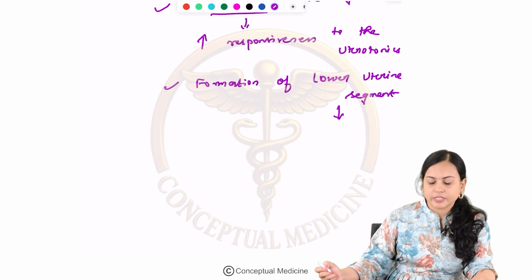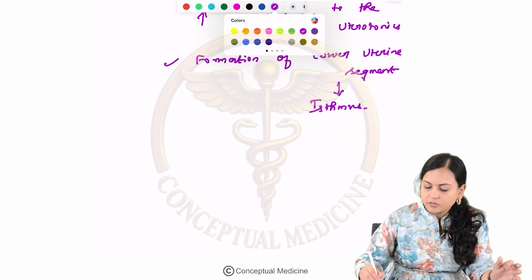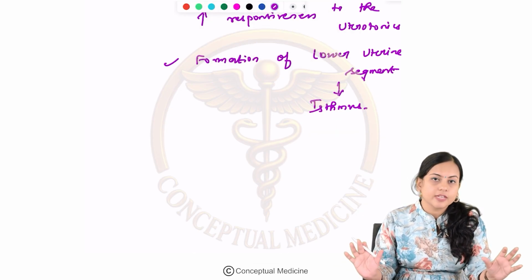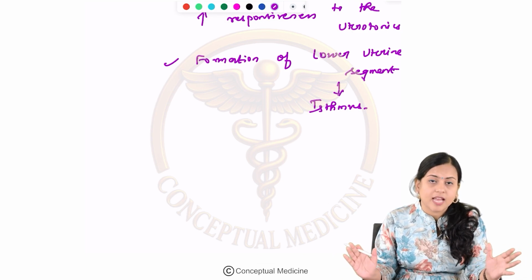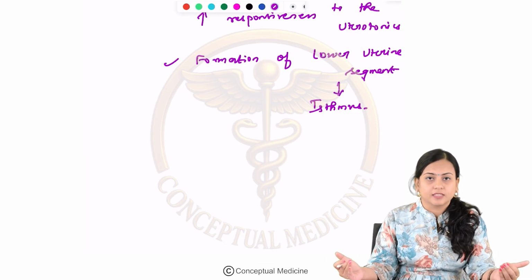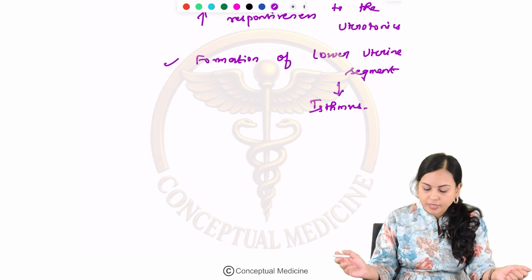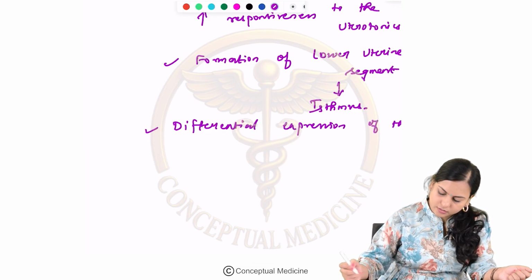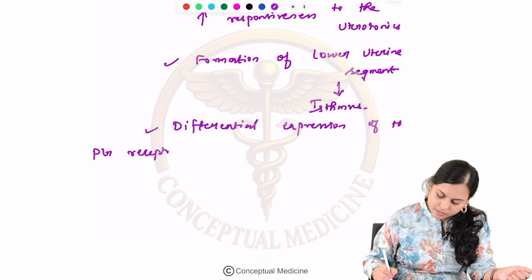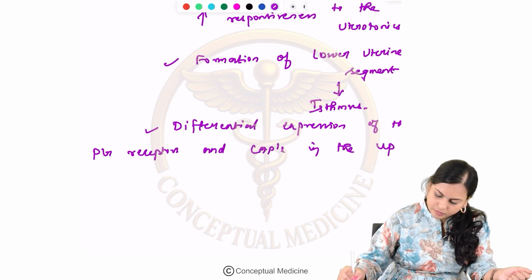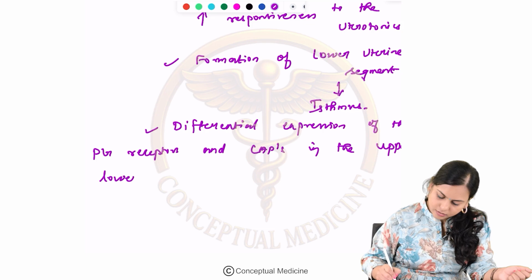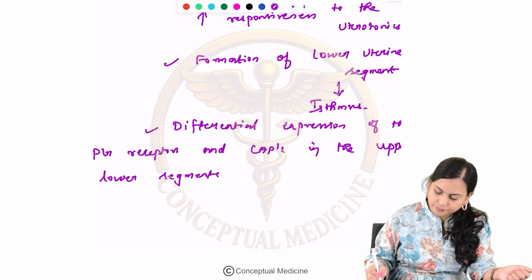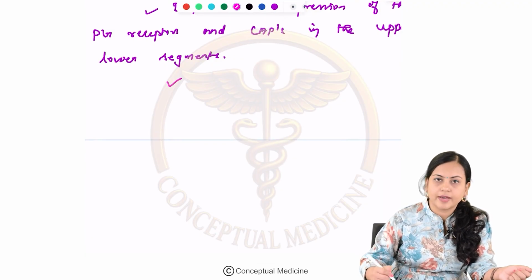From which it is formed? It is formed from the isthmus. So, after this lower segment is formed, there is a differential expression of the contractile associated protein receptors as well as the prostaglandin receptors between the upper segment and lower segment of the uterus. Okay. So, differential expression of the prostaglandin receptors and contractile associated protein receptors in the upper and lower segments. And this is the stage where lightening is going to occur.